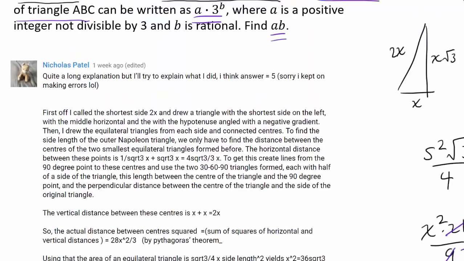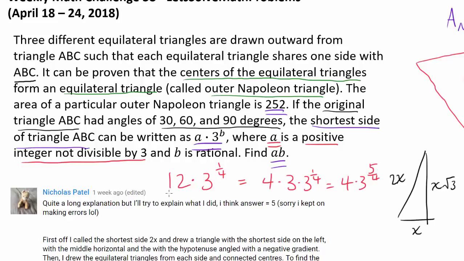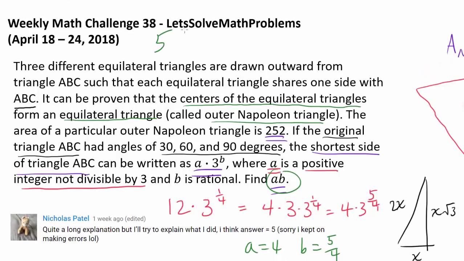So we know our shortest side can be written as 12 times 3 to the 1/4, but a has to be a positive integer not divisible by 3. So let's make it 4 times 3 times 3 to the 1/4, or 4 times 3 to the 5/4. Just take 3 out of 12. And we have it. Our value of a is 4, our value of b is 5 over 4. So a times b is simply going to be 5.